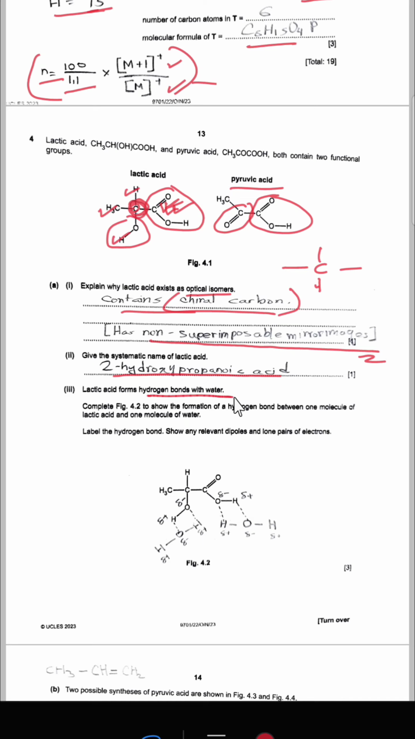Then lactic acid can form hydrogen bonds with water. So here we have the lactic acid, it forms hydrogen bonds with water, that is H2O, where we have to give oxygen a delta negative sign, hydrogen delta positive, again oxygen delta negative, hydrogen delta positive, then draw broken lines between hydrogen and oxygen, of lactic acid and water, to represent this hydrogen bond. Hydrogen bond usually occurs between hydrogen with oxygen, nitrogen, and fluorine.